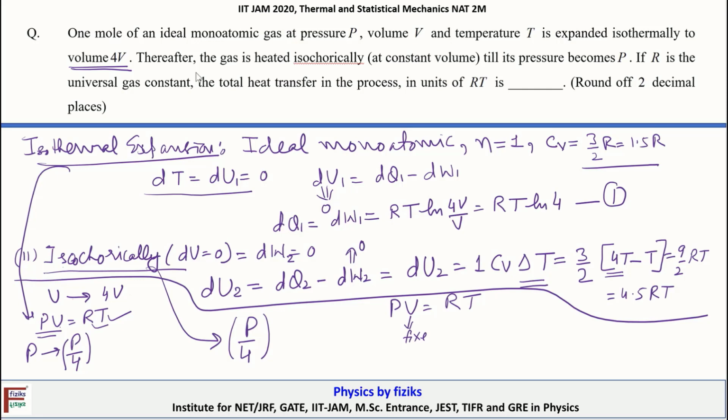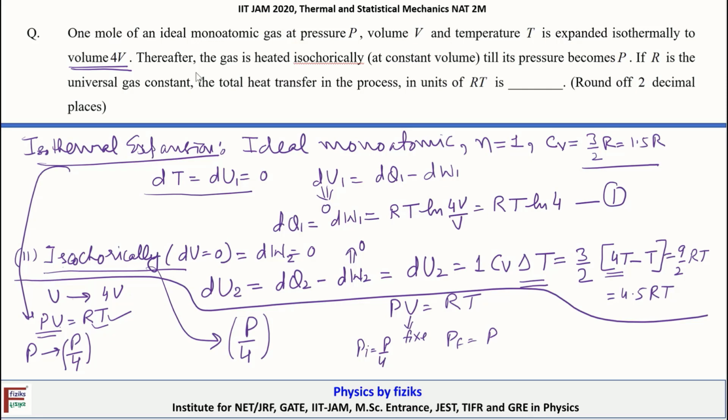So the initial condition is Pi, which is equal to P/4. And what is written in the statement of the question? The gas is heated isochorically till its pressure becomes P. So that means the final pressure is how much? Final pressure is P. Now you have fixed V, fixed R, so whatever changes you make in the pressure, the same changes will be reflected in the temperature.